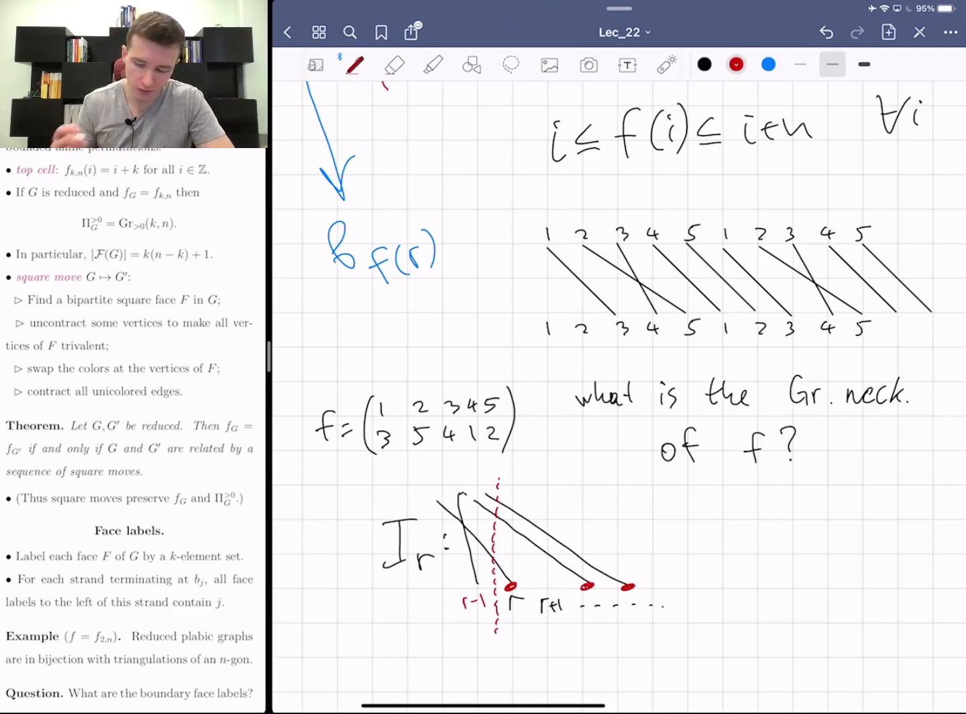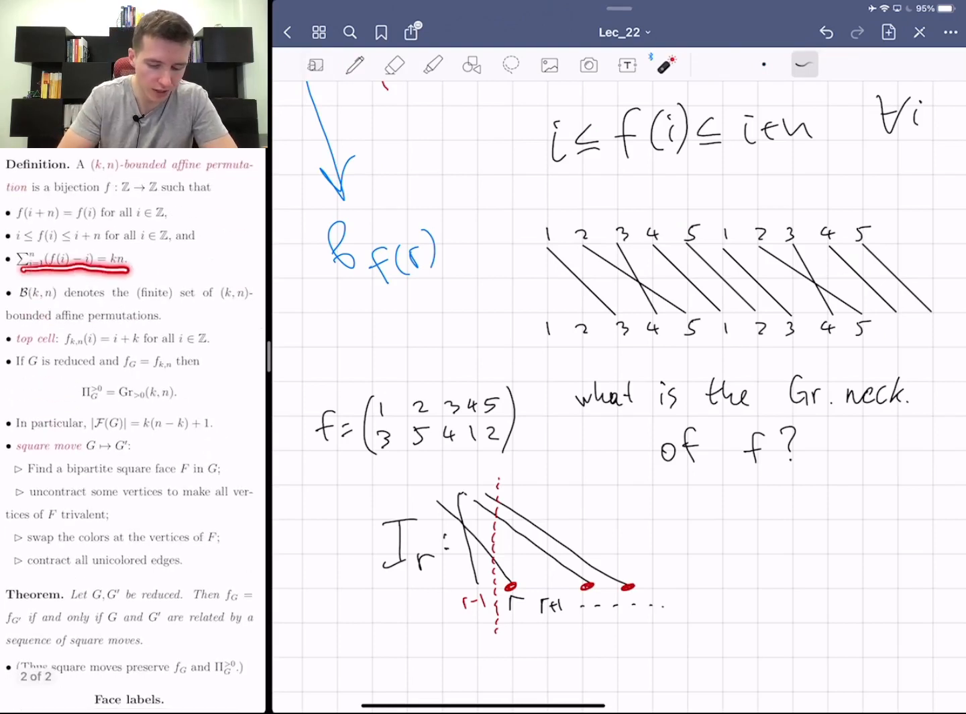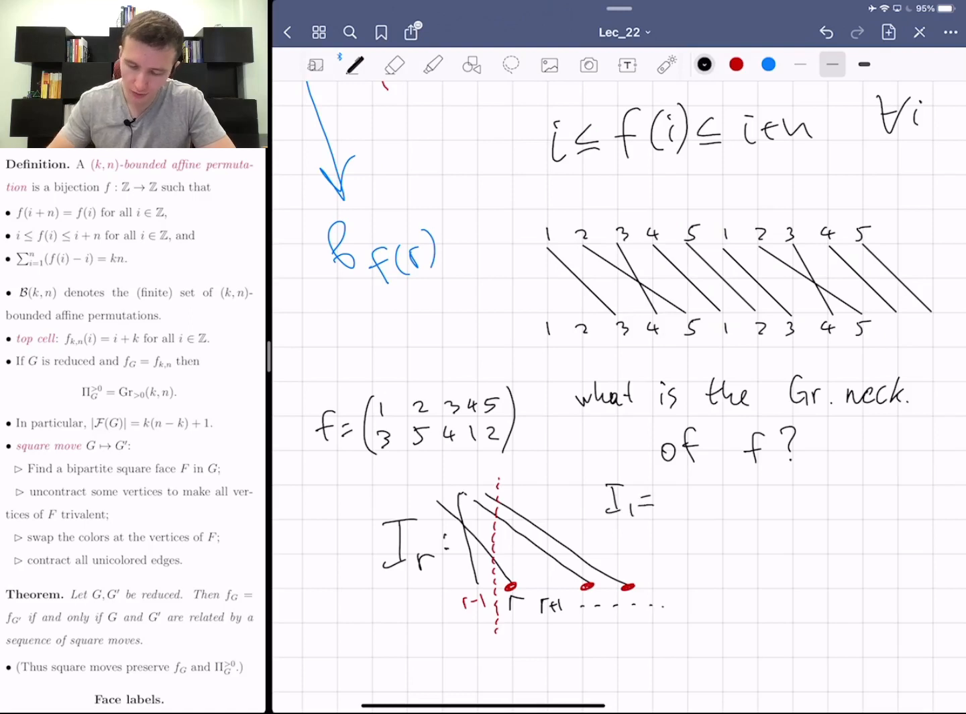So remember, one of the conditions on these bounded affine permutations is that the sum is equal to k times n, which is the same as saying that when you draw a vertical line, there are going to be exactly k strands which intersect your vertical line. And the corresponding indices are the Grassmann necklace. So in particular for this permutation f, can somebody tell me what is I_1 of this f? 1, 2. Okay. Indeed, I draw this vertical line and I see 1 and 2 that intersect.